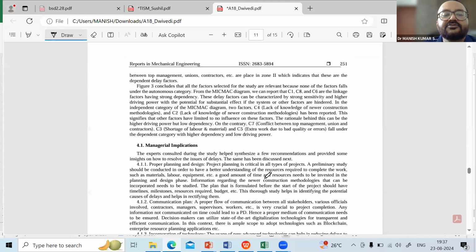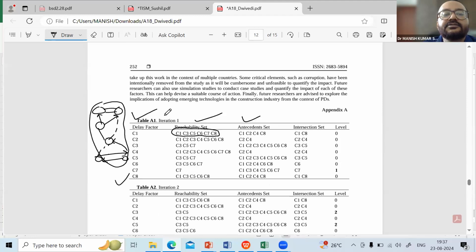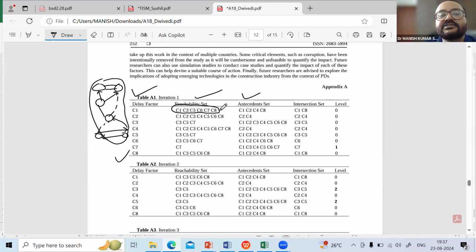So this is actually C1, C3, C5, C6, C7. So how many? 1, 2, 3, 5, 6. 1, 2, 3, 5, 6, 7. Sorry, 6 only. 3, 4, 5, 6. So this is the reach. So in the reachability set, you have to write this.